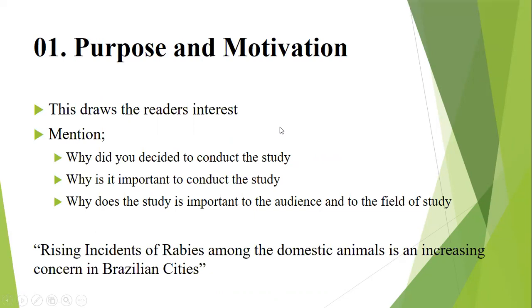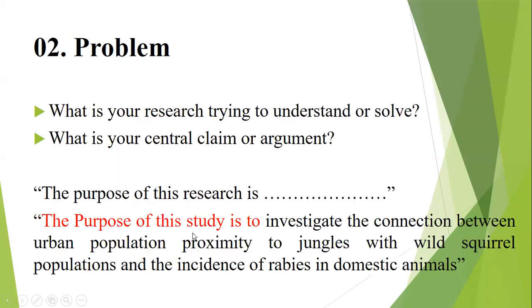This draws your reader's interest. When you're writing your abstract, you have to clearly mention the purpose and the motivation of doing your research. You have to mention why you decided to conduct the study, why it is important to conduct the study, and why the study is important to the audience and the field of study. As an example, I have shown here: rising incidence of rabies among domestic animals is an increasing concern in Brazilian cities. So, likewise, you can see the purpose or the motivation of conducting this research.